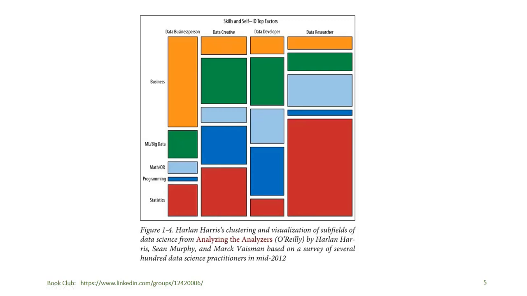So for each of them, we need a different amount of knowledge of statistics. And then we have to know about programming and also mathematics or operational research. And then we have green, the machine learning and big data, and then the business. So the most important part, from my point of view, is this business, because we already know about these parts, but the business is something that people don't talk about so much.